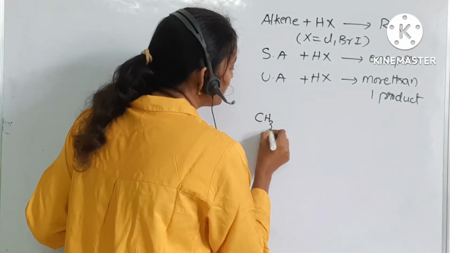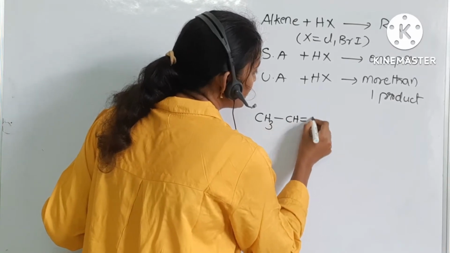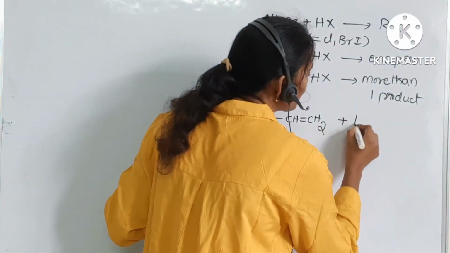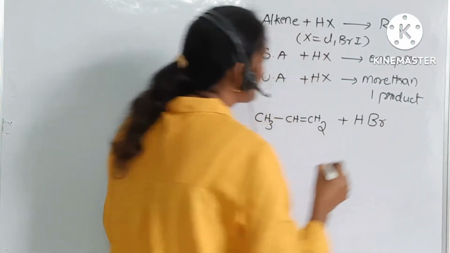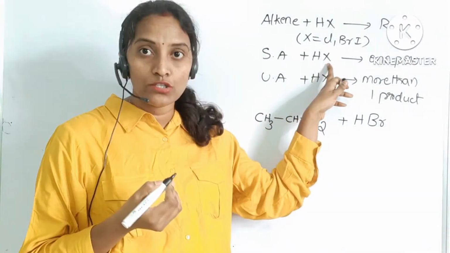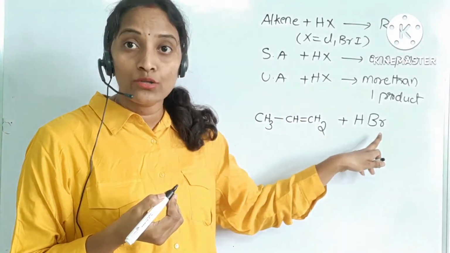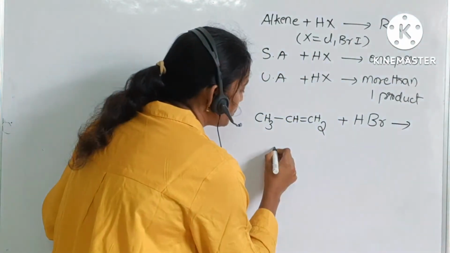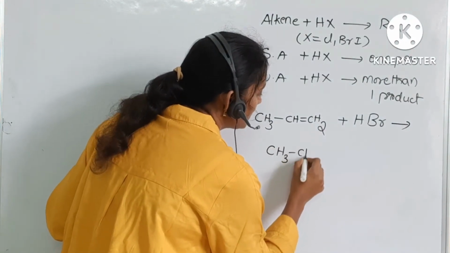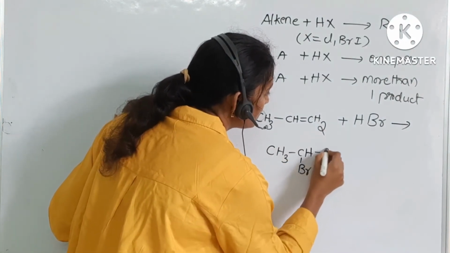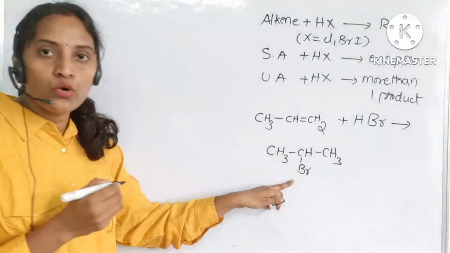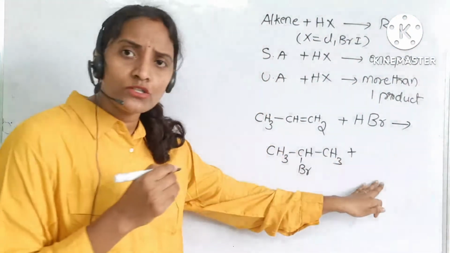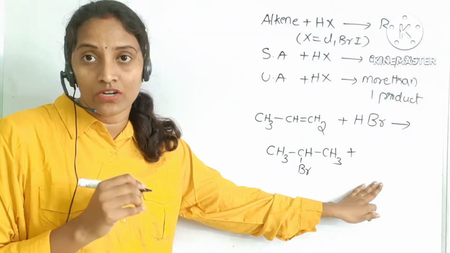So you can take one example. This is propene, CH3 CH double bond CH2. This propene reacts with HBr. Instead of hydrogen halide, in place of X, I'm going to take bromine, hydrogen bromide. So what will be the product here? The product is CH3 CHBr CH3. 2-bromopropane is the major product. 1-bromopropane also will form, but that will be the lesser one, the minor product.